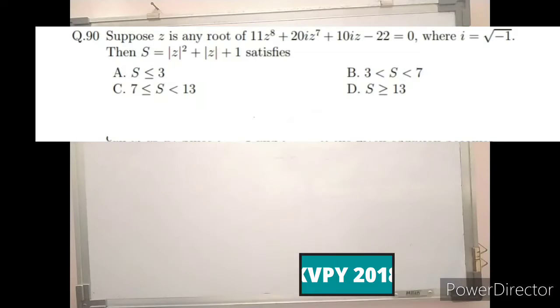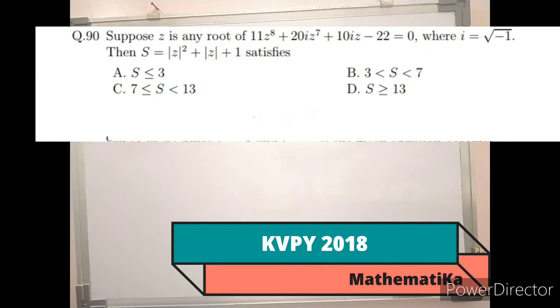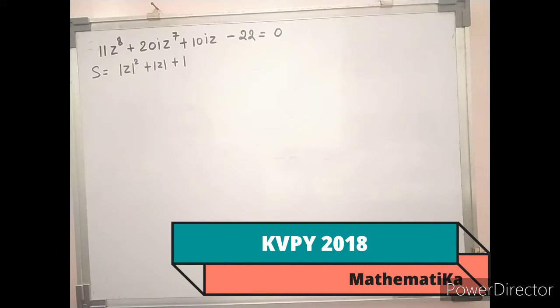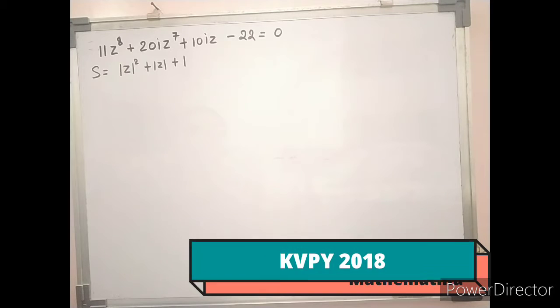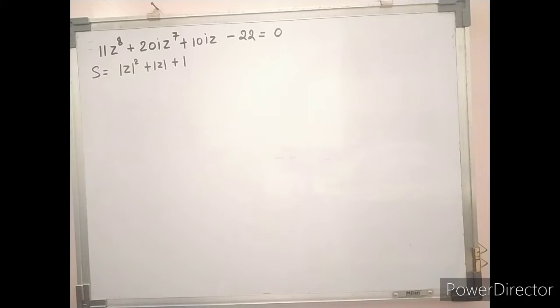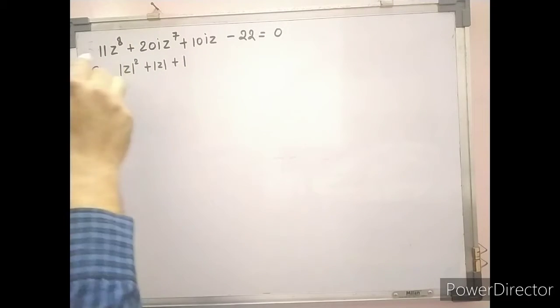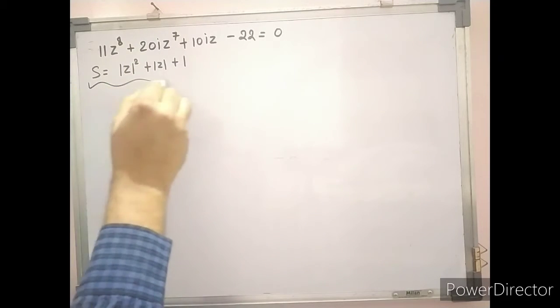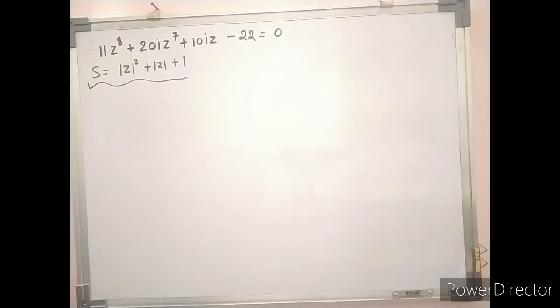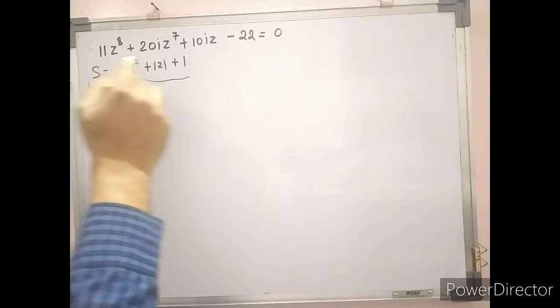Hello dear friends, today in continuation with the art of problem solving series, I have brought to you a question on complex numbers from the KVPY examination. So Z is a complex number and we have been given this particular equation and we need to find in which interval the value of S lies. Okay, so before proceeding we should have a glimpse of this particular equation.